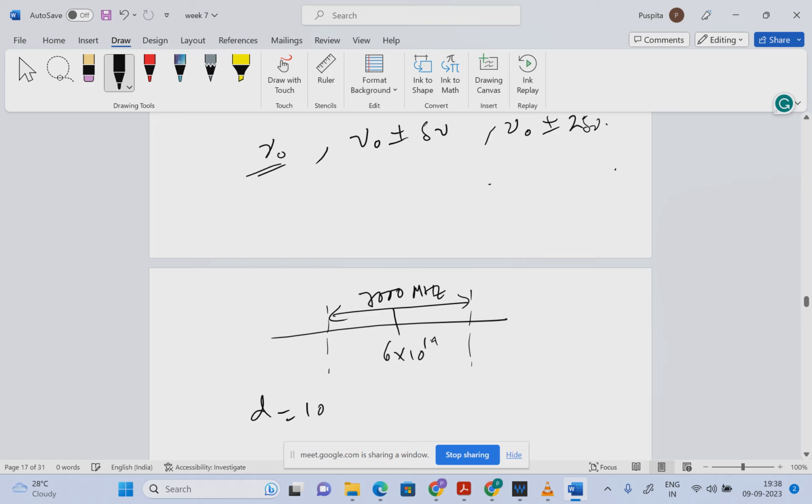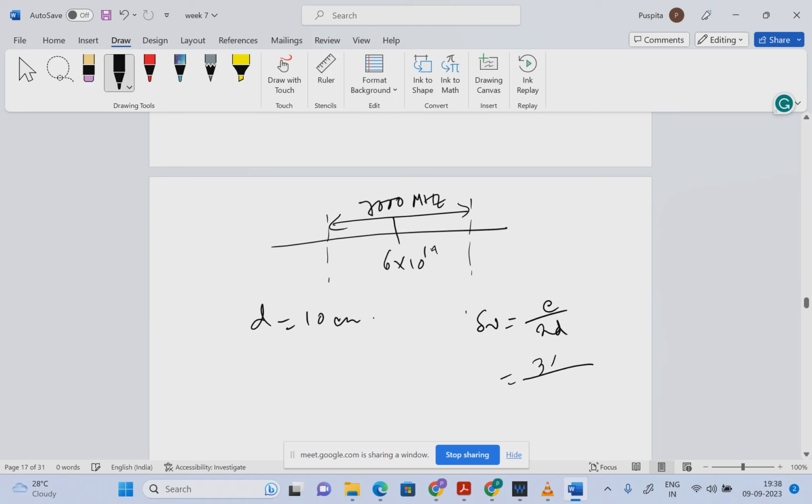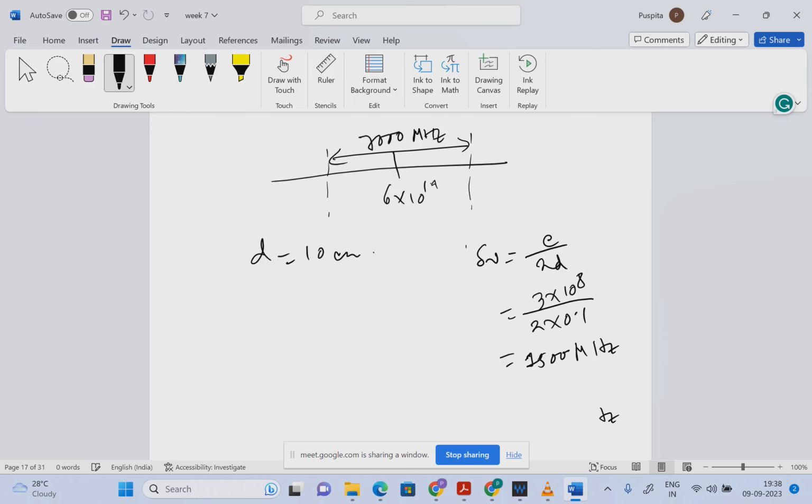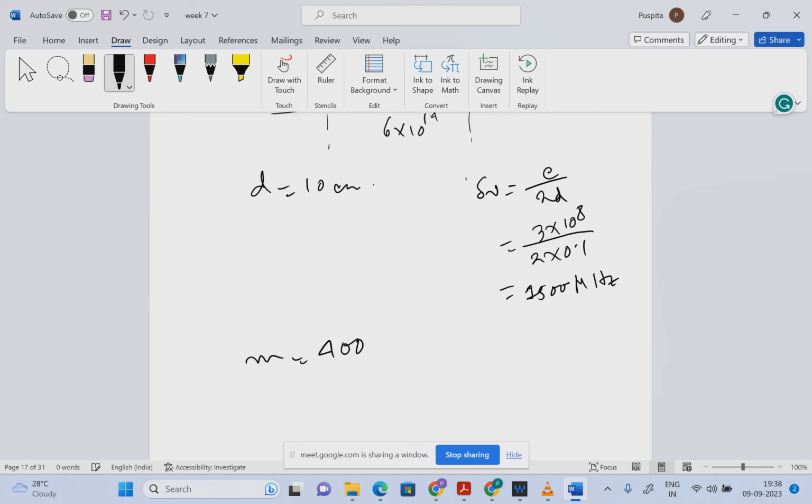For d equal to 10 centimeter, the maximum delta nu is equal to c by 2d. We have seen that. This is equal to 3 into 10 to the power 8 over 2 into 0.1, which is about 1500 megahertz. So m is equal to 40,000 for frequency 6 into 10 to the power 14 hertz.